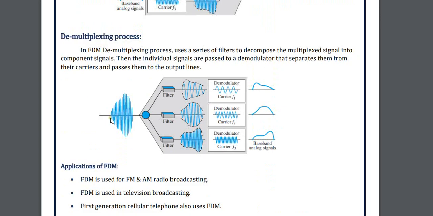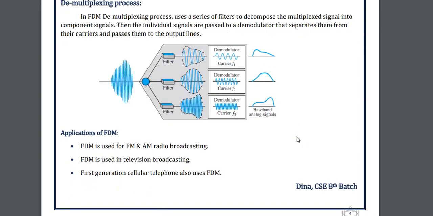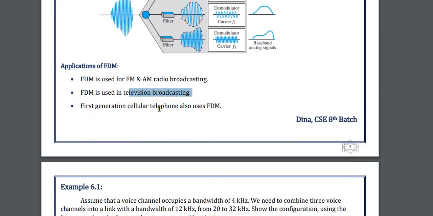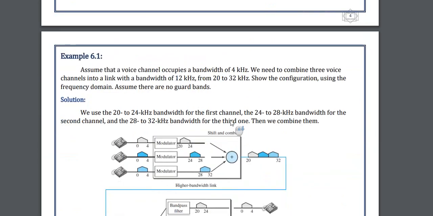And the demultiplexing process takes the one link and then divides the channels by their frequencies or other means, and the diagram looks like this. The applications of FDM, which is very important: it is used in FM or AM radios. It is also used in television broadcasting and cell phones. Cellular telephones are also known for FDM.